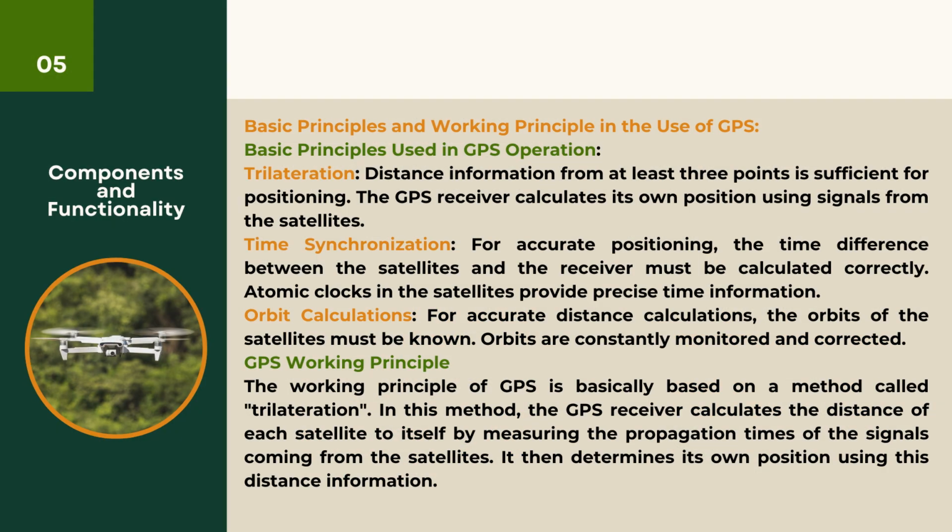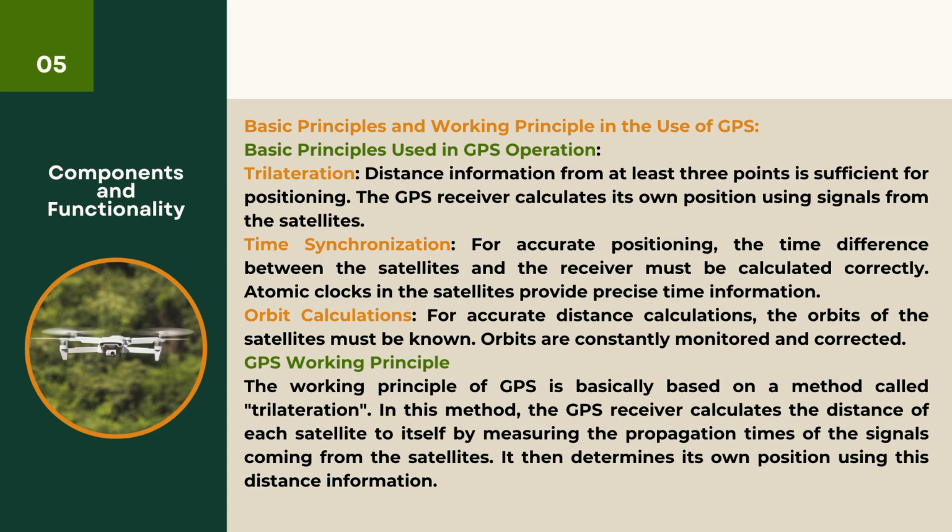Basic principles and working principle in the use of GPS. Basic principles used in GPS operation. Trilateration. Distance information from at least 3 points is sufficient for positioning. The GPS receiver calculates its own position using signals from the satellites.